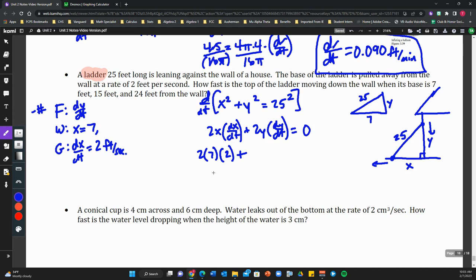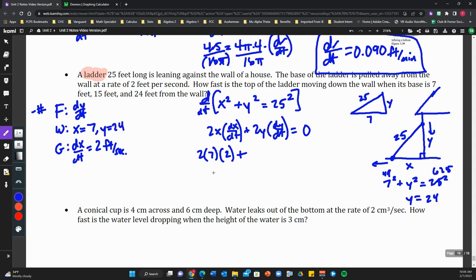So that's the case here. What I'm going to do is, off to the side, do a separate Pythagorean theorem problem to figure out what is the height of the ladder when the base is 7 feet from the wall. If you know your Pythagorean triples, then you know that 7, 24, 25 is one of them. When I do all this math, 625 minus 49 is 576, and the square root of 576 is 24. So when x equals 7, y equals 24.